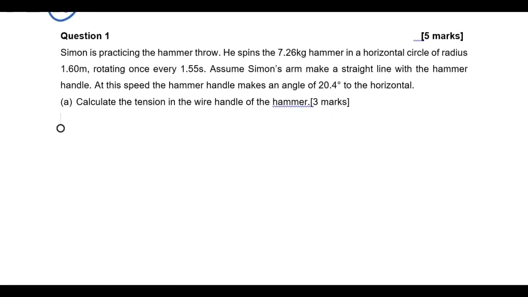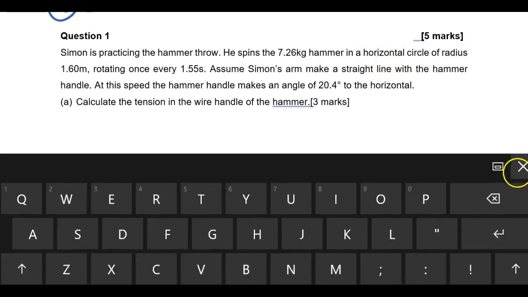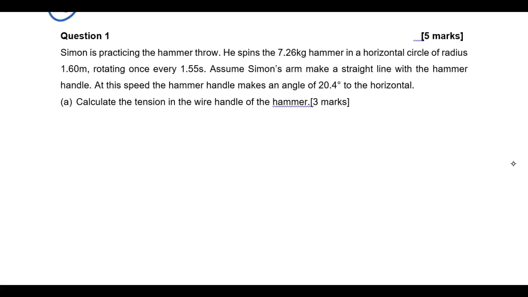Number 1, Simon is practicing hammer throw. He spins the hammer in a horizontal circle of radius 1.6 meter, rotating once every 1.55 seconds. So this is the period. And assume Simon's arm made a straight line with the hammer handle. At this speed, the hammer handle made an angle 20.4 degrees to the horizontal. Calculate the tension in the handle wire of the hammer.